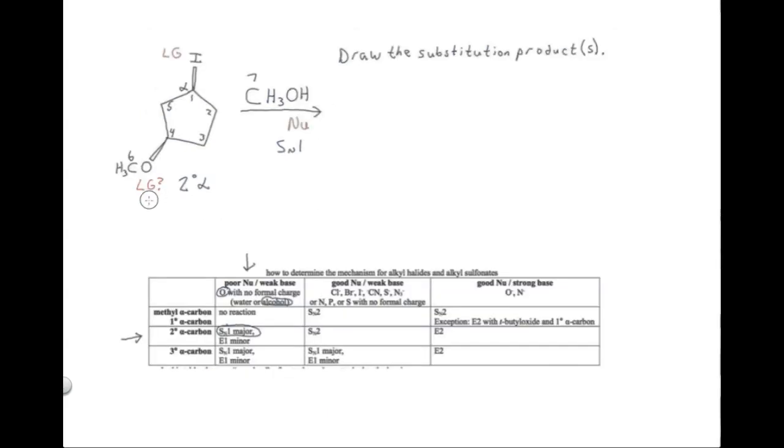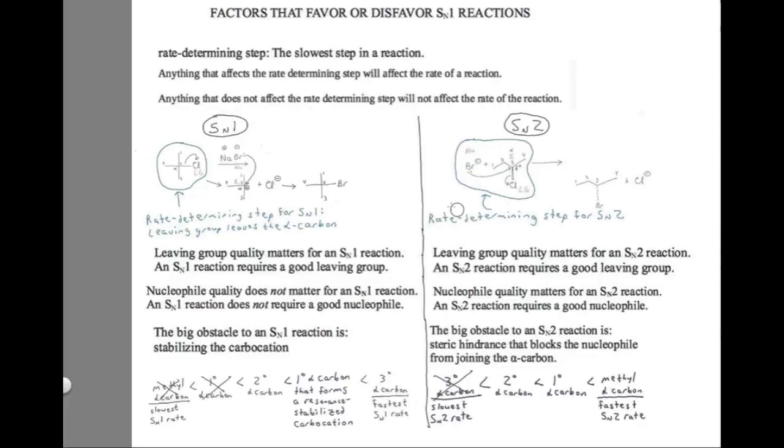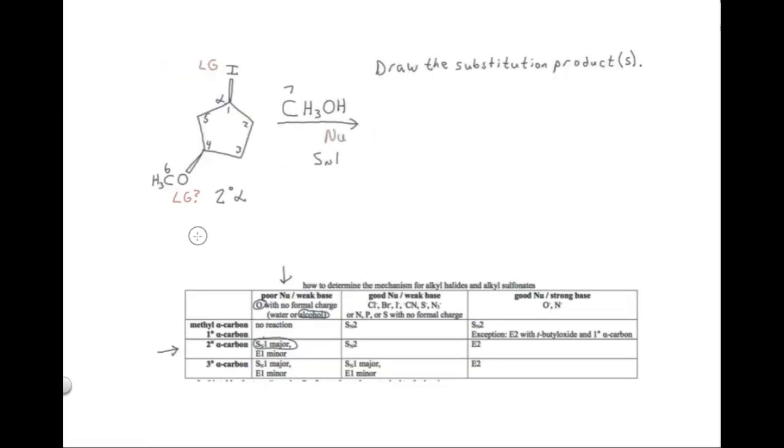Now, again, could we have used this neutral oxygen as the leaving group rather than the neutral iodide? No, because neutral oxygens are generally not good leaving groups. And remember that both SN1 and SN2 mechanisms require a good leaving group. We've seen that the leaving group participates in the rate determining step for both SN1 and SN2. Therefore, a good leaving group is required for both SN1 and SN2. So, no, we cannot use this neutral oxygen as our leaving group.